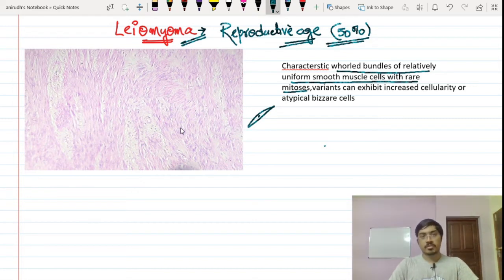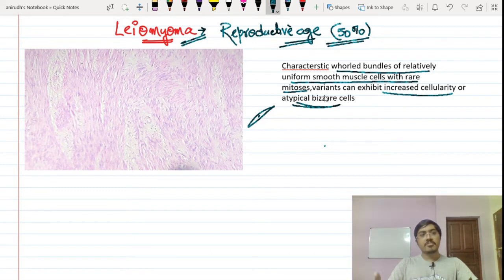A very benign kind of tumor, very typical, with similar looking smooth muscle bundles seen over here. That's how you find out that this is the slide of leiomyoma, and there are certain variants that can express increased cellularity and atypical cells. Atypical cells are like what? When do you call a cell atypical? These are certain features that point towards malignancy, isn't it? So there are certain variants of leiomyoma that can show these slightly atypical features. That is what is meant by this part of the sentence. Variants can exhibit increased cellularity, or atypical bizarre cells can be there, right?